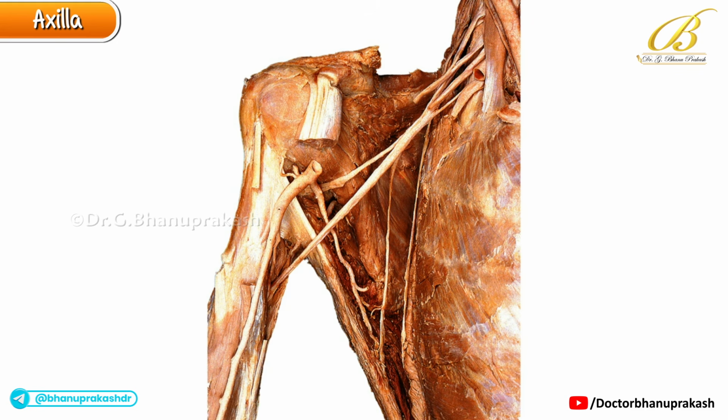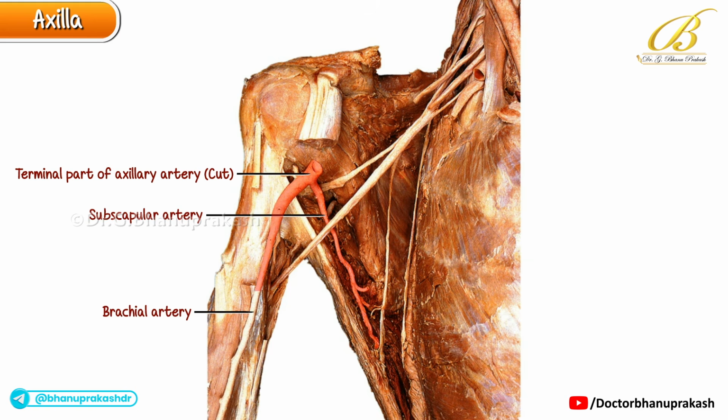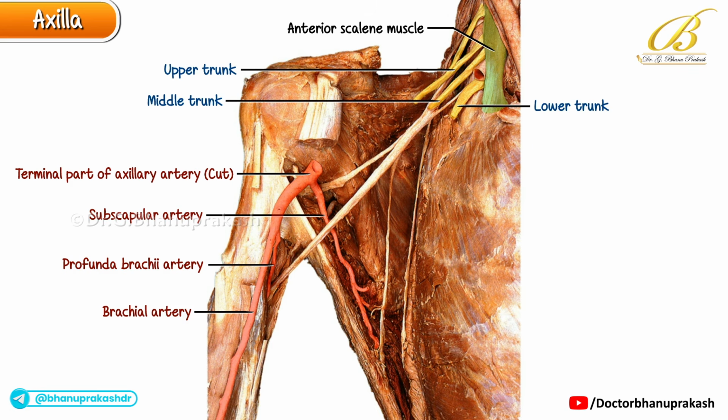Laterally, the cut end of the terminal part of the axillary artery is seen along with one of its branches, the subscapular artery. The axillary artery continues as the brachial artery in the arm. A deeper branch, the profunda brachii artery, courses into the posterior compartment of the arm. On the medial side, at the root of the neck, the anterior scalene muscle is demonstrated. The cut ends of the upper, middle, and lower trunks are visible, along with the cut end of the subclavian artery. From the posterior cord, the following branches are appreciated.